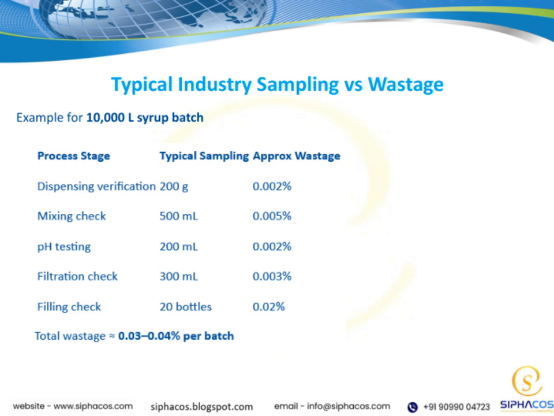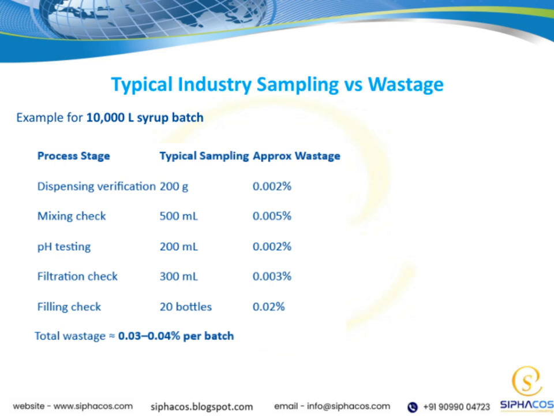For instance, in a standard scenario, sampling might involve removing a small portion of the batch several times, and each of these samples could result in some loss of product. Over the course of the batch, this can add up to a significant amount of wastage. Understanding this comparison helps us see the impact of sampling techniques on overall efficiency. If we can minimize wastage while maintaining quality checks, it can lead to substantial savings and better resource management.